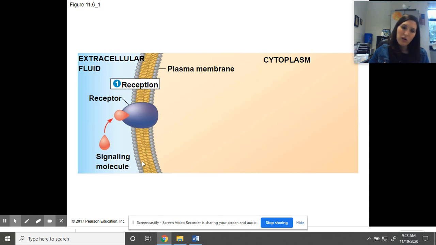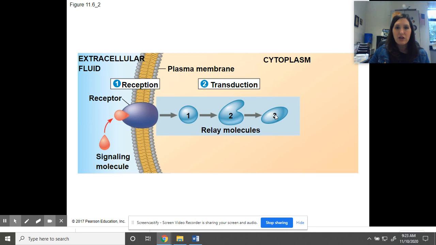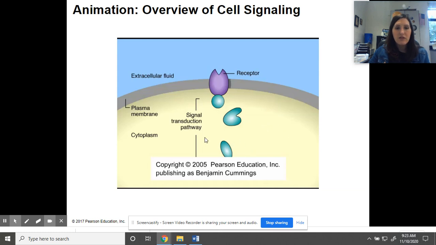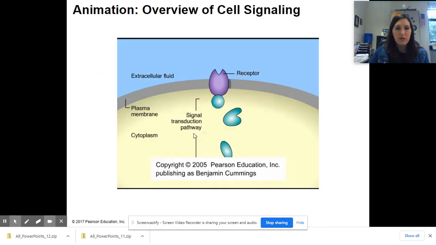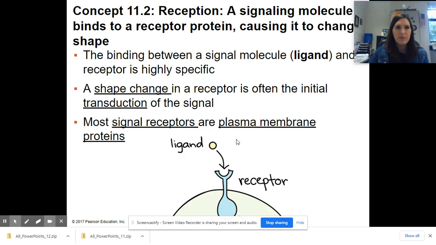So here we go. Here is our phospholipid bilayer. Here is our receptor protein. Our signaling molecules coming in. So this is reception. This is the transduction, that relay of passing it down through the cytoplasm and then receiving it, an activation of a cellular response. All right, here it is again. This is a great little clip just to show that animation, okay? The receptor's taking it in, we're transducing it, and then it's coming into being received.